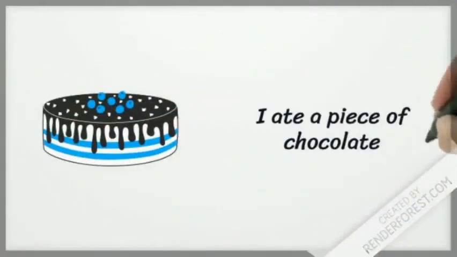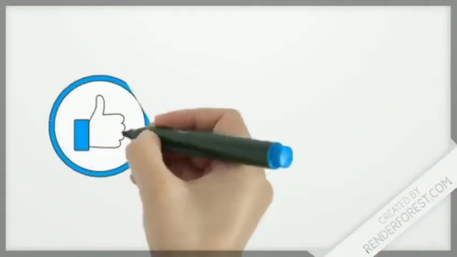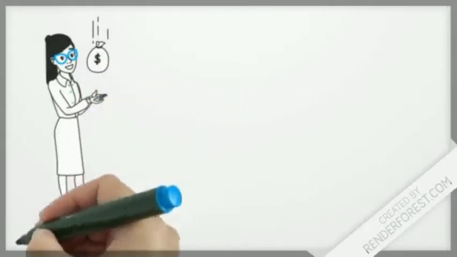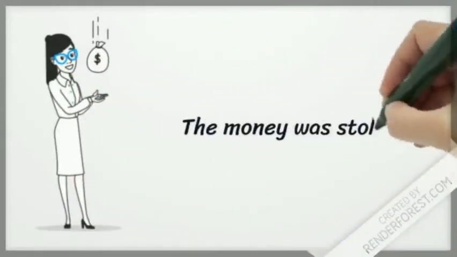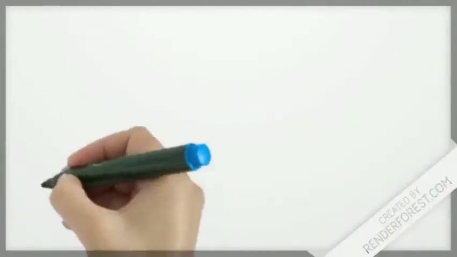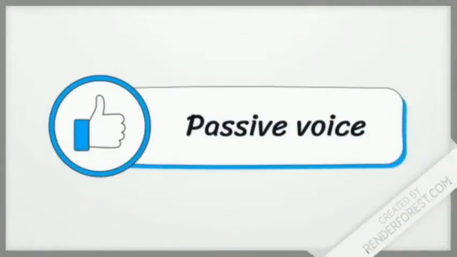Now, here are some other examples of exercises. You will tell me if it's a passive or an active voice sentence. I ate a piece of chocolate. Now, if you guessed active voice, you are correct. Good job. The money was stolen. Now, remember that little keyword, was. If you guessed passive voice, you are correct.